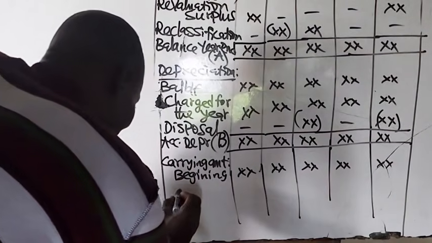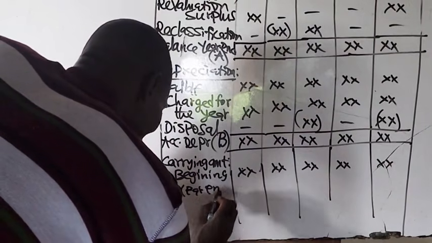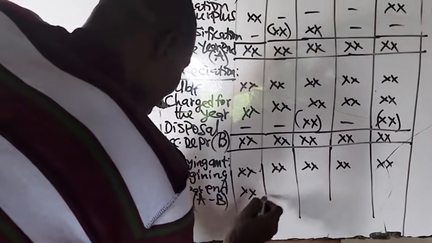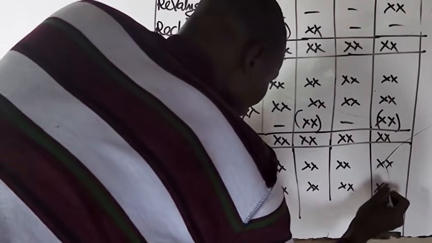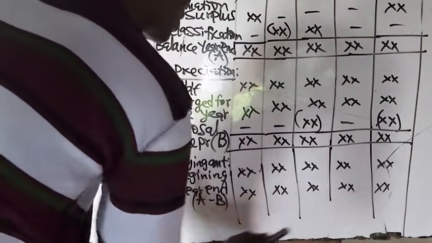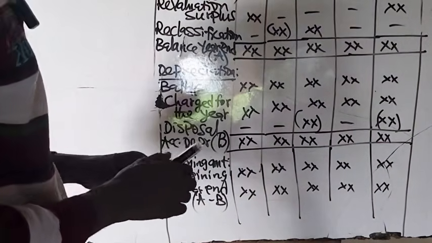While carrying amount at the year end, that will be A minus B. That will be the carrying amount at the end of the year. It is the total carrying amount at the year end that will appear in the statement of financial position in note 11.